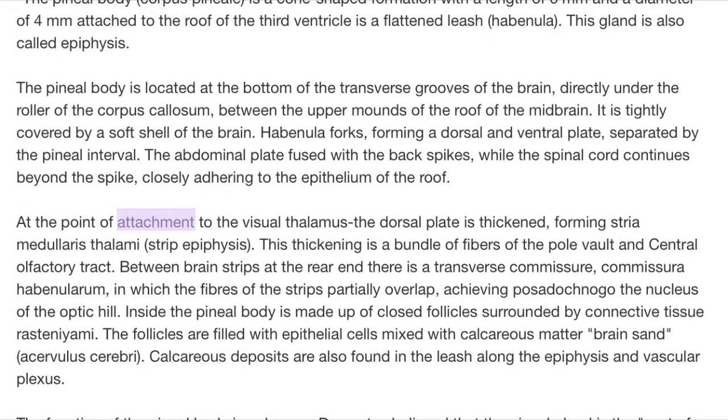At the point of attachment to the visual thalamus, the dorsal plate is thickened, forming stria medullaris thalami, strip epiphysis. This thickening is a bundle of fibers of the pole vault and central olfactory tract. Between brain strips at the rear end there is a transverse commissure, commissura habenularum, in which the fibers of the strips partially overlap, reaching the nucleus of the optic hill.